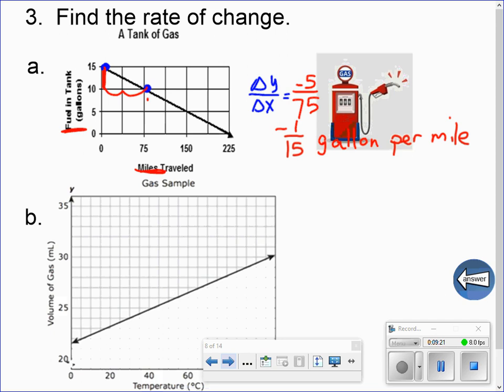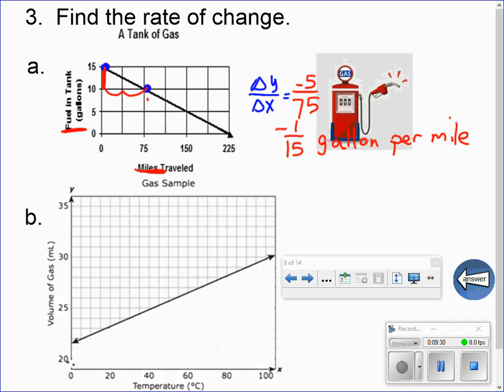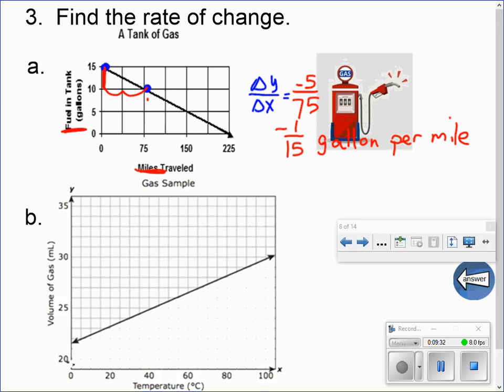If we're looking at B, we're looking at the amount of gas that's being used, the volume of gas being used as the temperature increases or decreases.